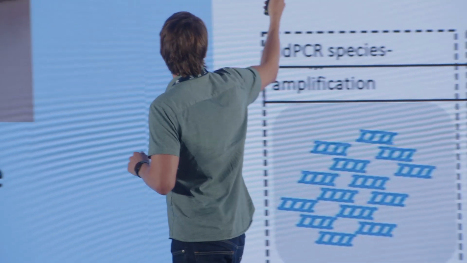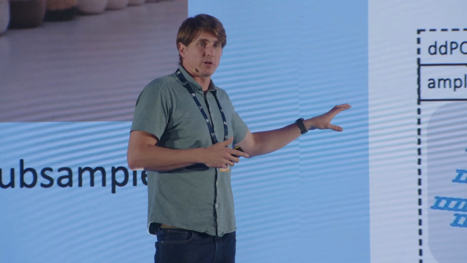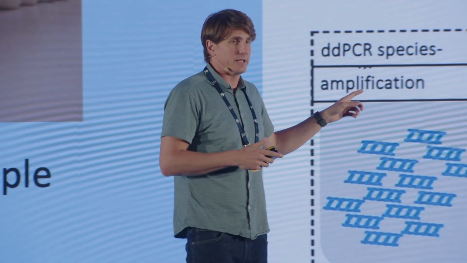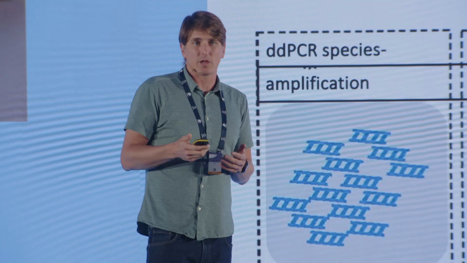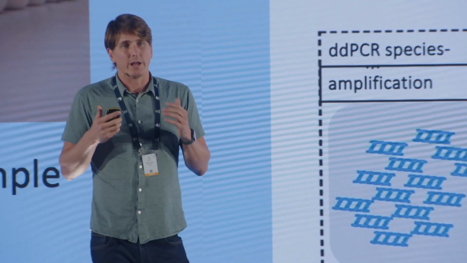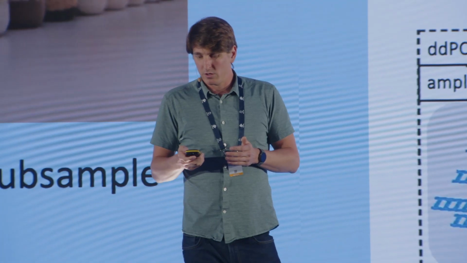And then we're subsampling it. We're taking a small portion of that, we're extracting the DNA, we're then amplifying it, but only for our target species. And then we're able to estimate the number of DNA copies that we find within that sample. Based on that, we're able to come up with an estimate of the number of organisms there.